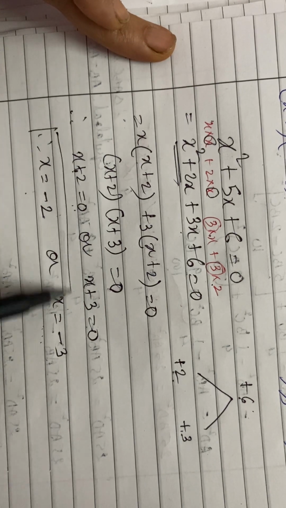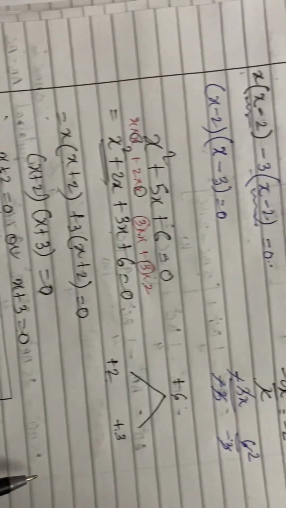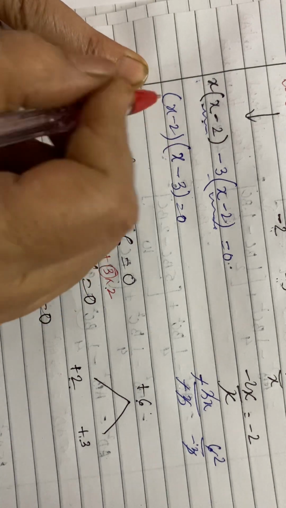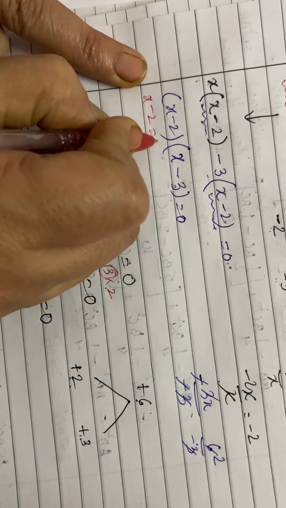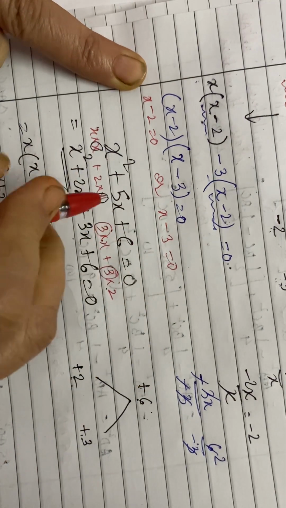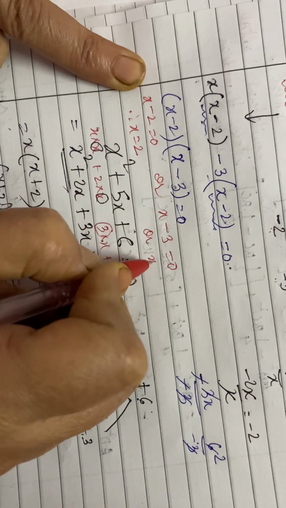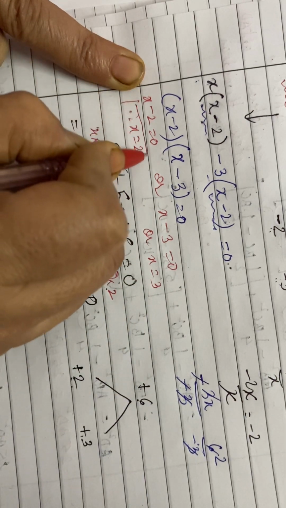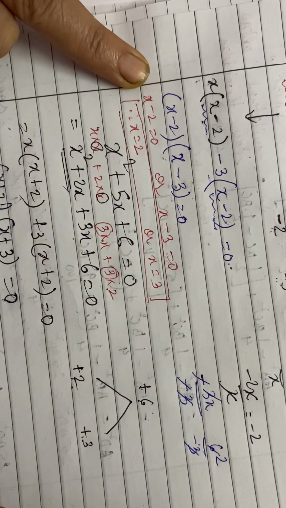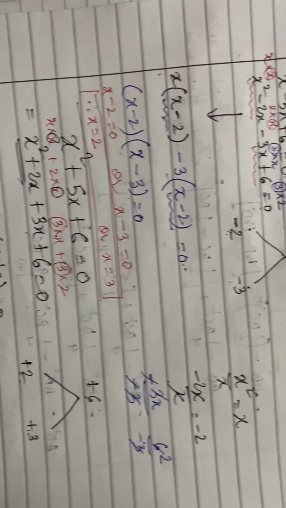So what are the factors here? x is equal to minus 2 or x is equal to minus 3. Now if you come back again to this sum, either x minus 2 is equal to 0 or x minus 3 is equal to 0. So what will be your x here? It will be 2 and here it will be 3. So I hope you got how to factorize by looking into the middle term and taking the factors of the last term.